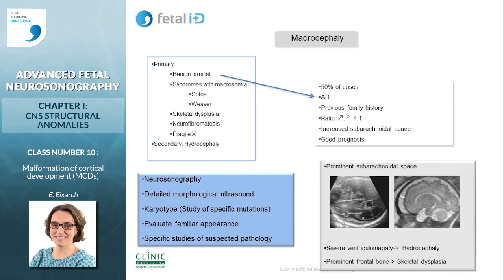Which studies should be asked when facing a macrocephaly? Neurosonography to look for associated intracranial anomalies, and a detailed morphological ultrasound. We should assess the familial appearance to rule out the familial macrocephaly, perform karyotype when suspecting macrocephaly associated to any syndrome, and also the specific study of suspected pathology.